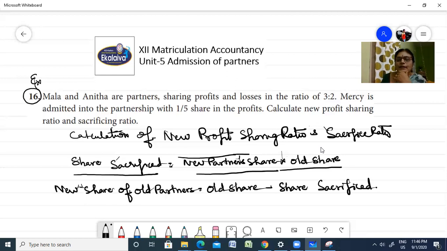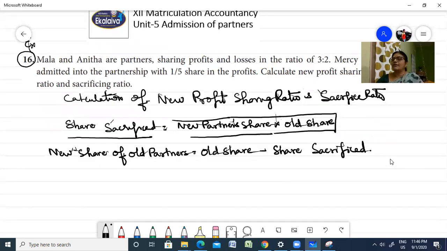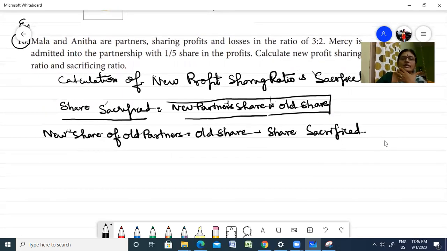Now let us read the problem again. Mala and Anita are partners sharing profit and loss in the ratio 3:2, and Mercy is admitted into partnership with 1/5 share in the profit. They have not given you the proportion of sacrifice here. So what are we supposed to do? Let us assume the sacrificing ratio is 3:2.